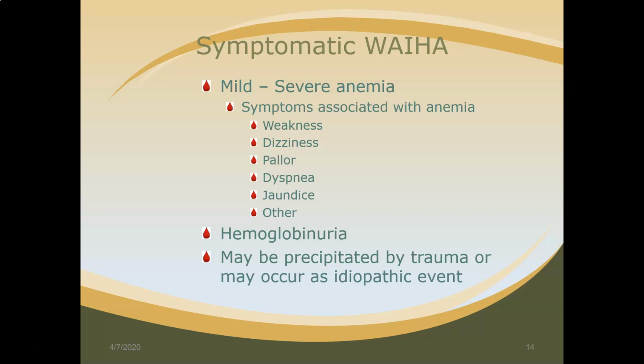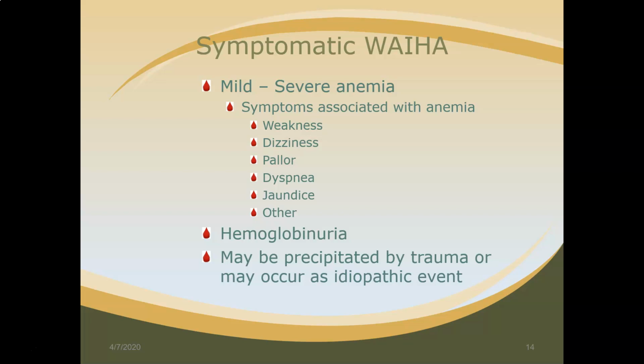The symptoms associated with the warm autoimmune tend to be symptoms that are commonly associated with anemias: weakness, dizziness, pallor, shortness of breath. Because it is hemolytic, if the rate of hemolysis exceeds the rate at which the body can clear the breakdown products, you're going to get a buildup of bilirubin, and that is going to lead to jaundice. During an episode of warm autoimmune, we're going to see hemoglobinuria.